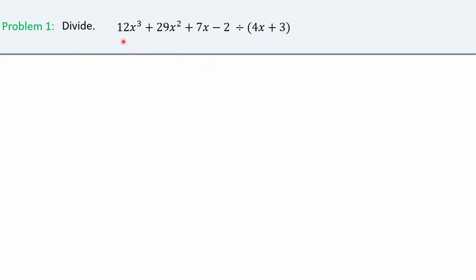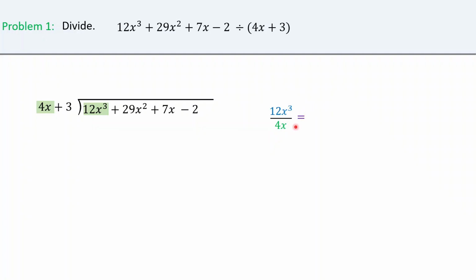Let us divide. Put this polynomial inside and this polynomial outside. Now take this first term and divide this by this first term: 12 divided by 4 is 3, x cubed divided by x is x squared. Now you need to put this here. Next you need to multiply 3x squared and this polynomial. So multiply 3x squared and 4x.